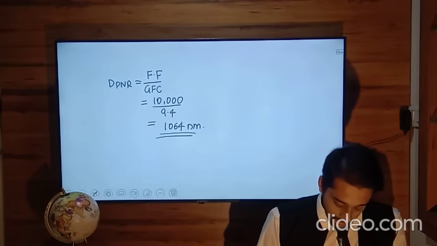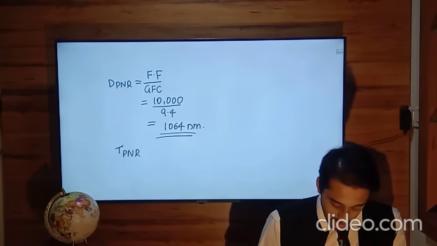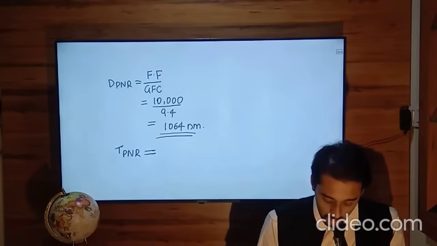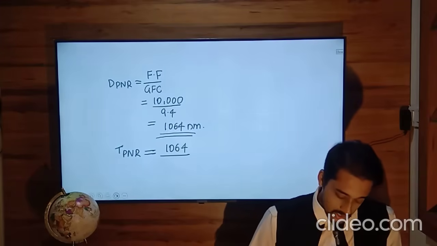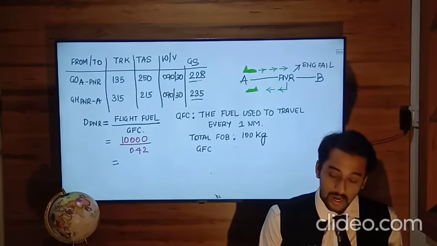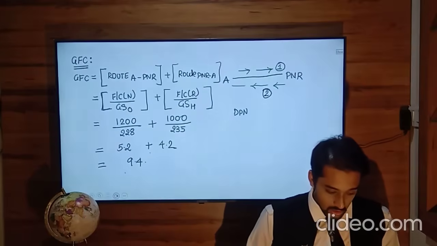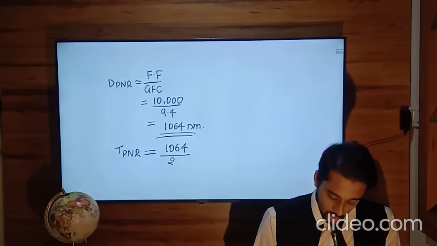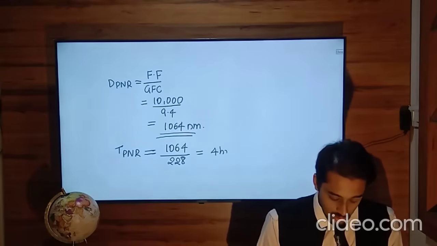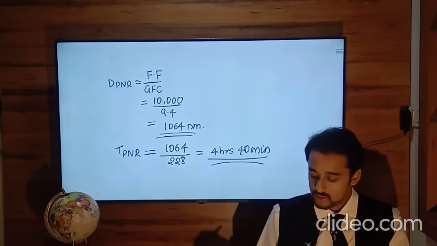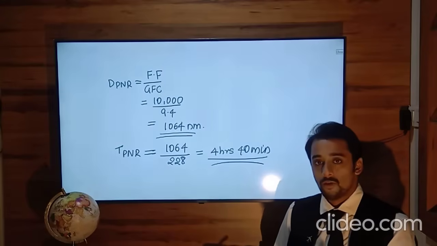Okay. Time to PNR will be how much? Time to PNR will be equal to 1064 divided by the outbound ground speed. How much is that? 228. So that is 4 hours 40 minutes. Okay, so a different kind of sum.